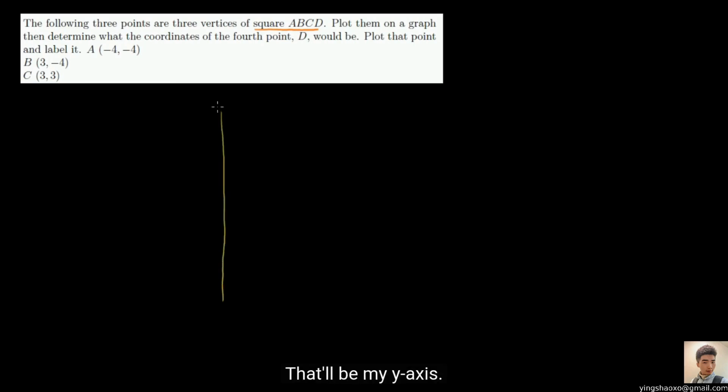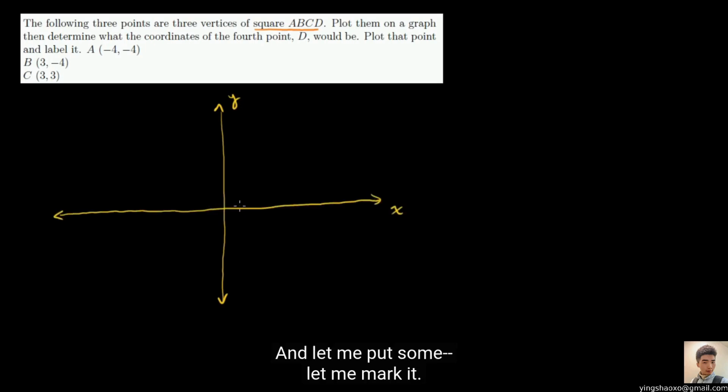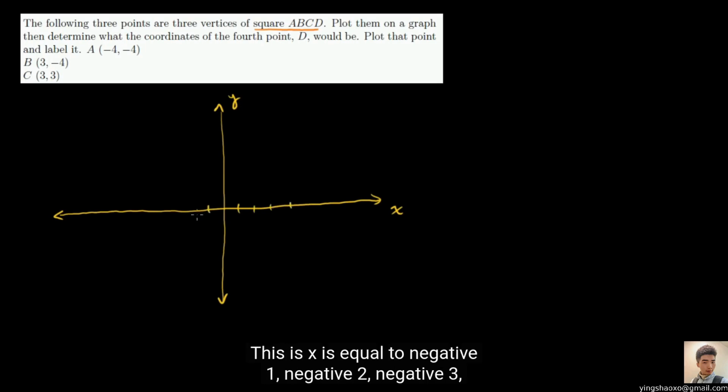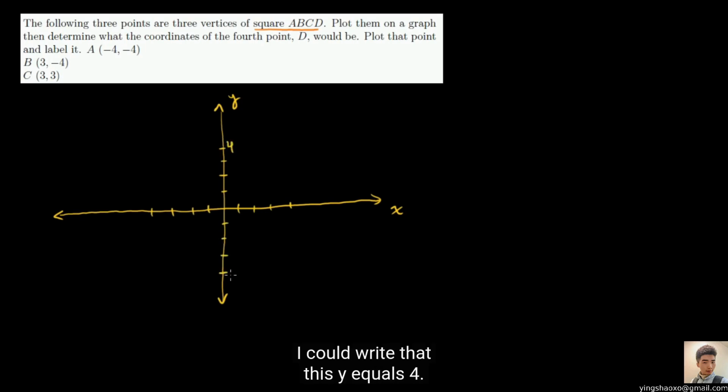All right, that'll be my y-axis, vertical axis. That'll be my x-axis. And let me mark it, so that's x equals 1, 2, 3, 4. Then -1, -2, -3, -4. That's y is equal to 1, 2, 3, 4. Y is equal to -1, -2, -3, -4. Right, y equals 4. That's y equals -4. X is equal to -4.